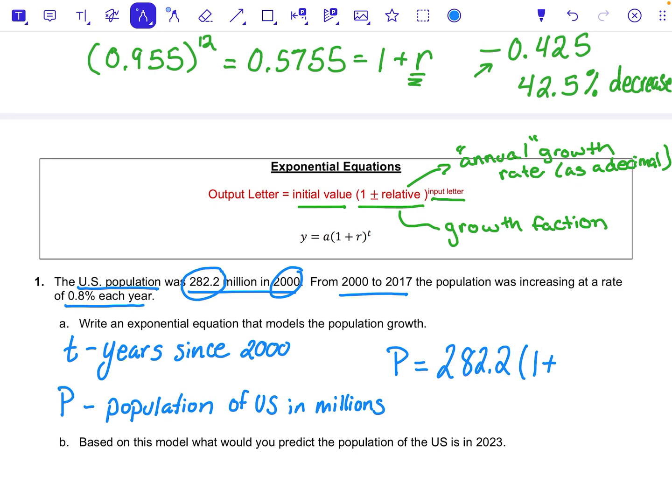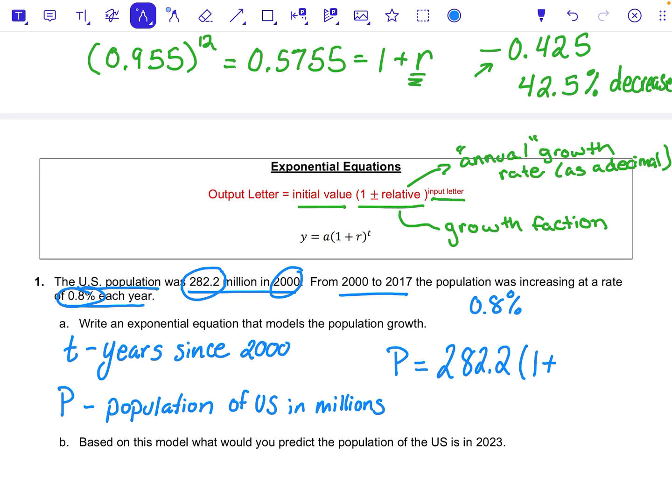And then we're going to times that by 1 plus the relative rate of change, so that annual growth rate. Well, in this case, that was 0.8%. I'm going to write that up here. Oops. It helps if I put my decimal in the right spot. 0.8%. Now that's not in its decimal form. Don't be fooled. That's still in its percent form.